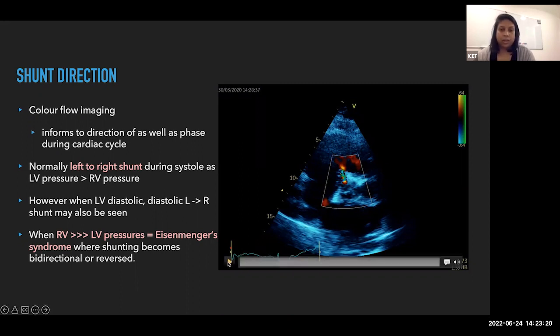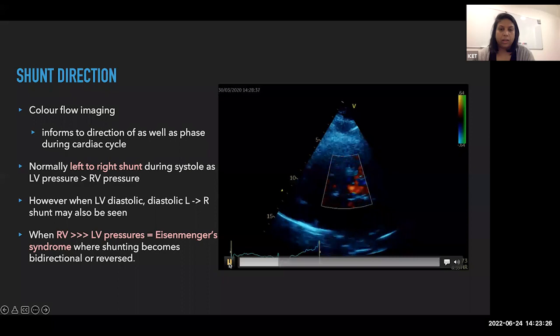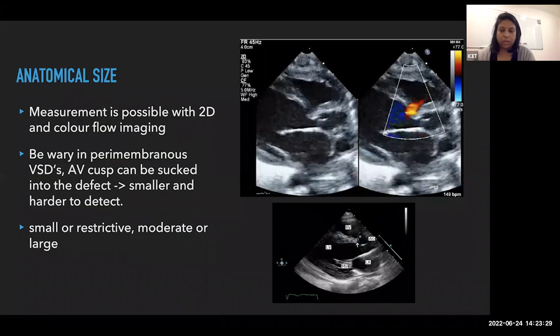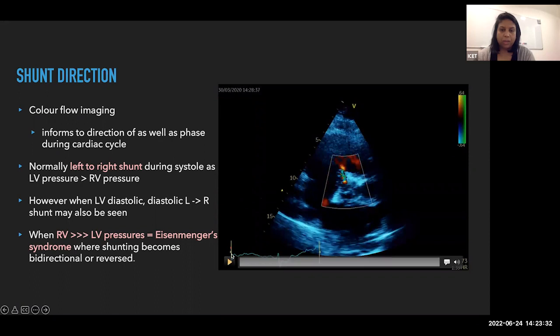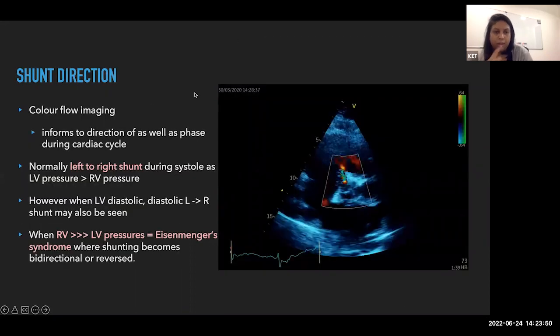So this is just a video of a shunt, which I think was reported as a perimembranous VSD. What you want to see is that normally it should be left to right, so from the left side of the heart to the right side of the heart. And you want to know if it's during systole, or if it's also during diastole as well. Generally the left side pressure should be higher than the right side pressure, so it should be going left to right throughout.